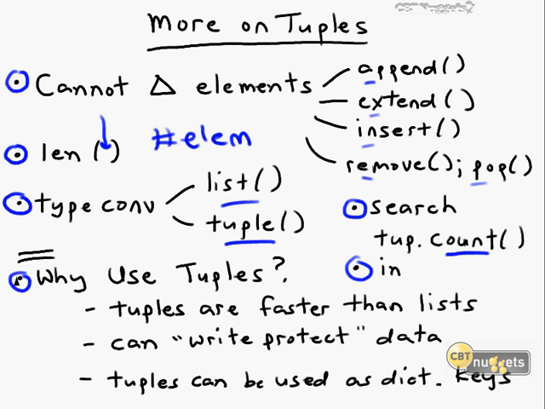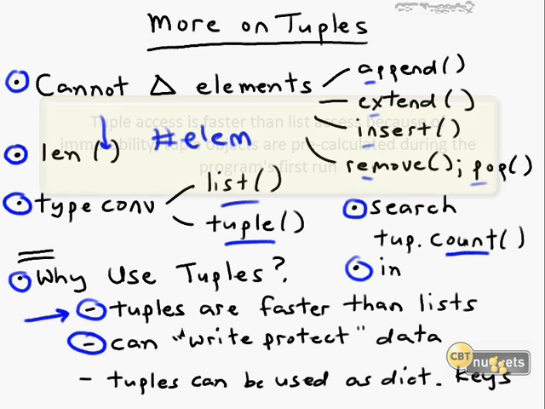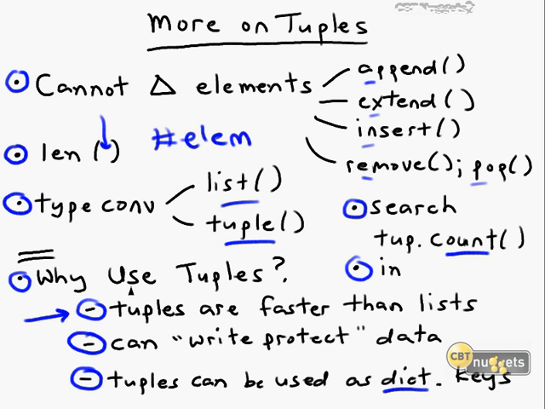To summarize, why would we use tuples? Tuples are considered by most Python programmers to be faster than lists, primarily because they're immutable objects. Tuples are used in practice for write protection purposes. And finally, tuples, but not lists, can be integrated with dictionaries, which we're going to look at after we look at lists.